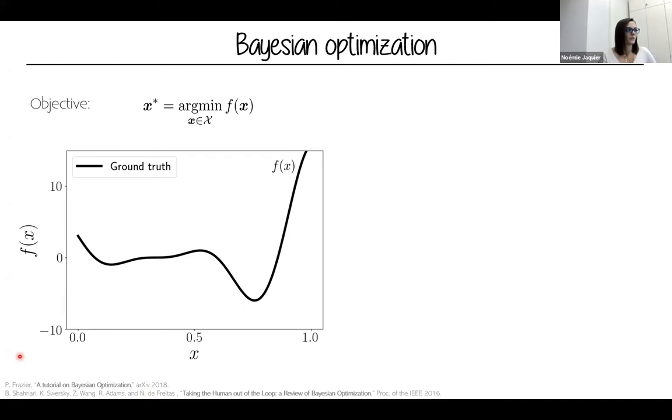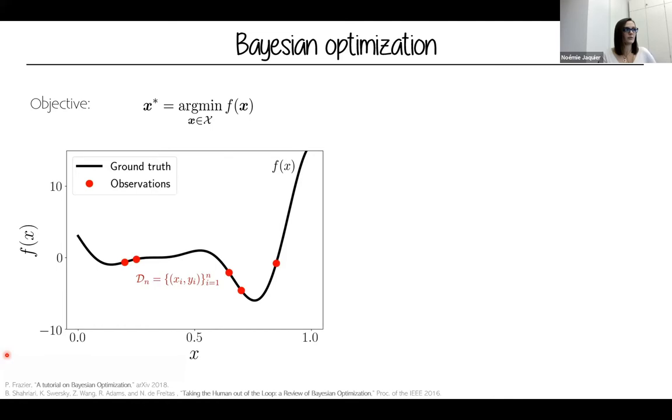So with Bayesian optimization, we are aiming at optimizing a function for which we can observe the value at any point, but we don't have an easy closed form solution of this function. So we don't typically know the gradients of this function at each point.